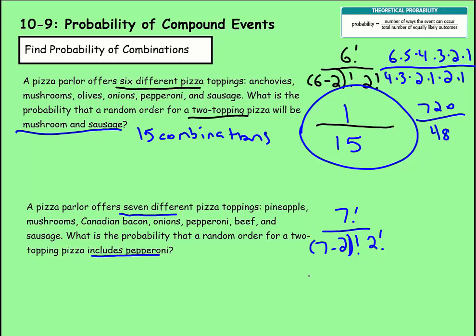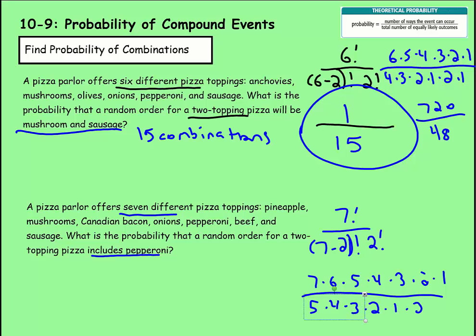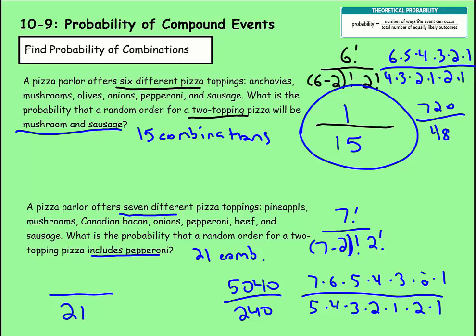So if that gets written out, it would be 7 times 6 times 5 times 4 times 3 times 2 times 1. And that would be over 7 minus 2 is 5, so it would be 5 factorial times a 2 factorial. On top we have 5,040. On the bottom we have 240. So our total number of combinations, if we divide, would be 21 combinations. So we found the total number, that would be the bottom of our theoretical probability. So over 21. Now the number of ways that our event can occur.